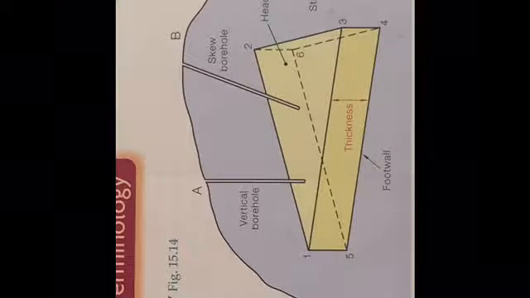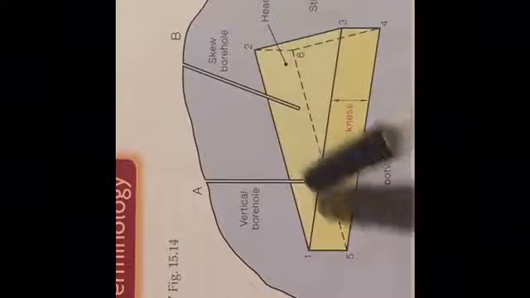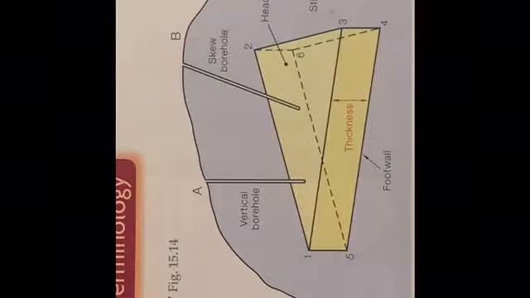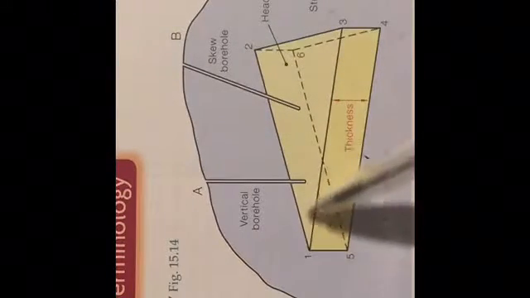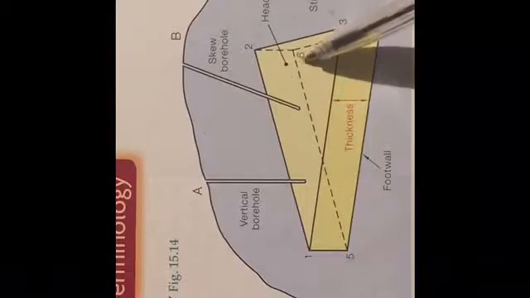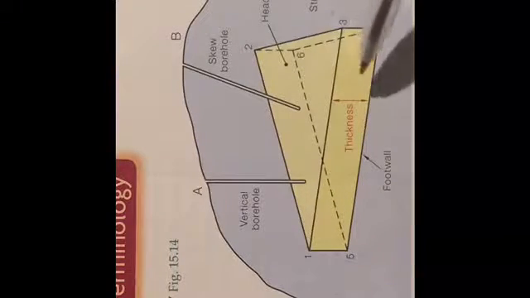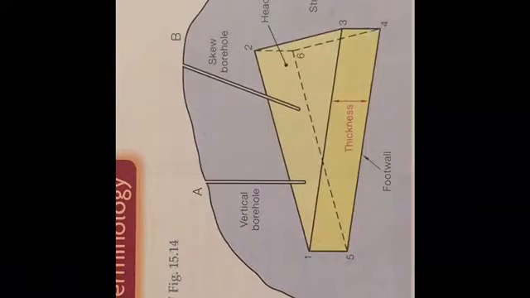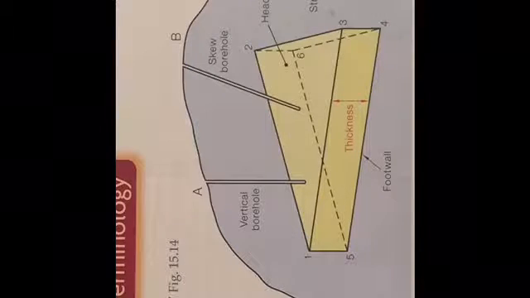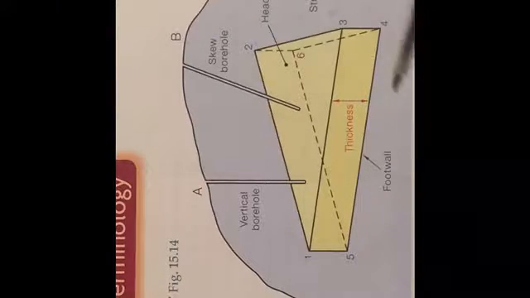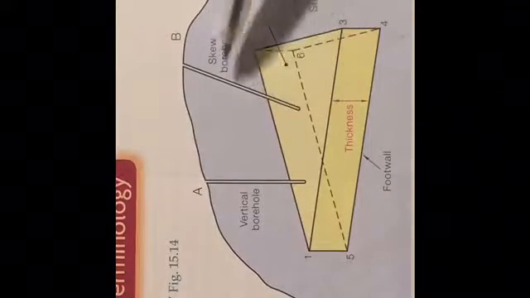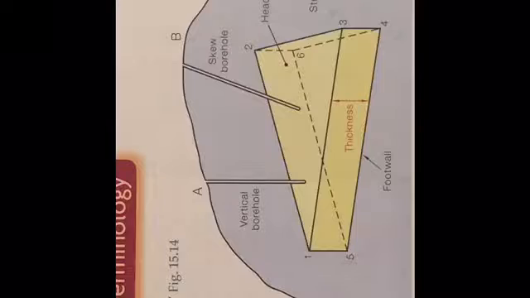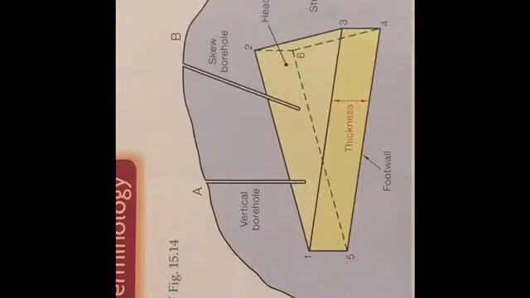So first off, this yellow object here is called a stratum, and it is a layer of ore that is going to be mined. On the stratum you have the head wall, which is the top surface, and the foot wall, which is the bottom surface. Then you also have your thickness, and the thickness of the stratum is the perpendicular distance between the head wall and the foot wall. You also have vertical and skew boreholes, and they're used to determine the thickness of the stratum.